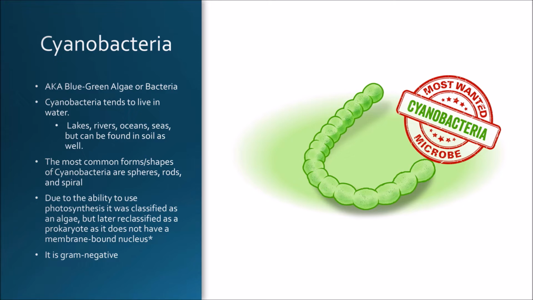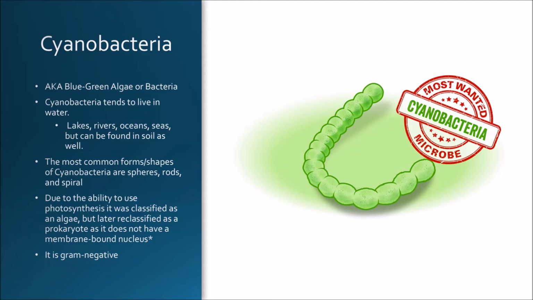Cyanobacteria is also known as blue-green algae or bacteria, and it's usually found in water, so like rivers, lakes, oceans, seas, but it has been found in soil as well. Its most common shapes are spheres, rods, and spirals.